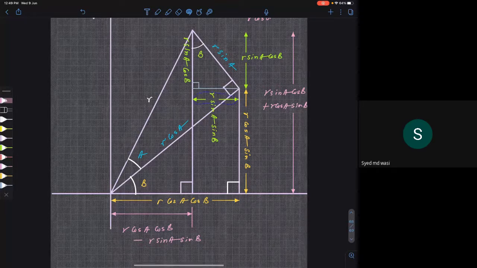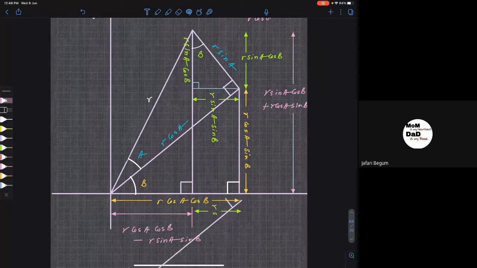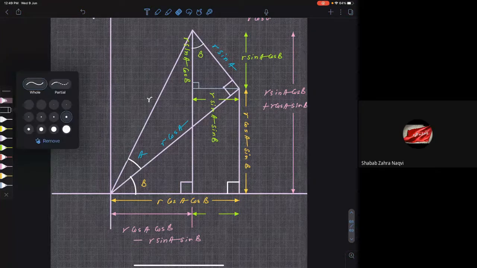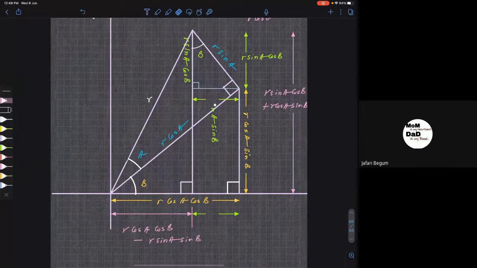ये जो ग्रीन साइड है, ये ग्रीन साइड है. आर यू गेटिंग माय पॉइंट? Yes, sir. तो ग्रीन साइड क्या है आपका? आर साइन ए साइन बी है. दिखाई दे रहा है आपको? Yes sir. This side is R sin A sin B. Just let me write it down horizontal.